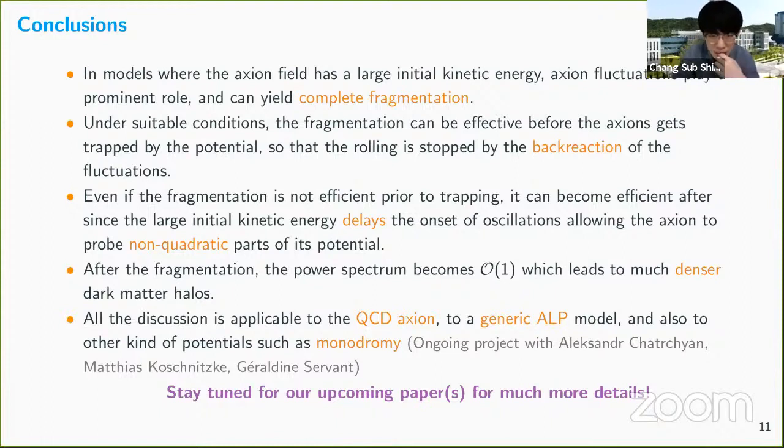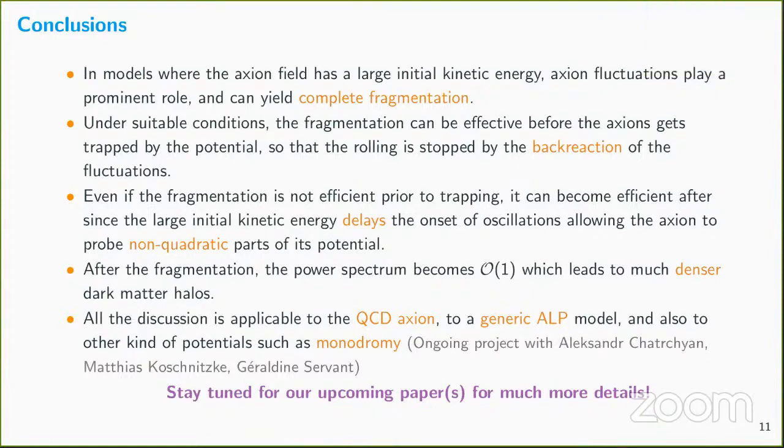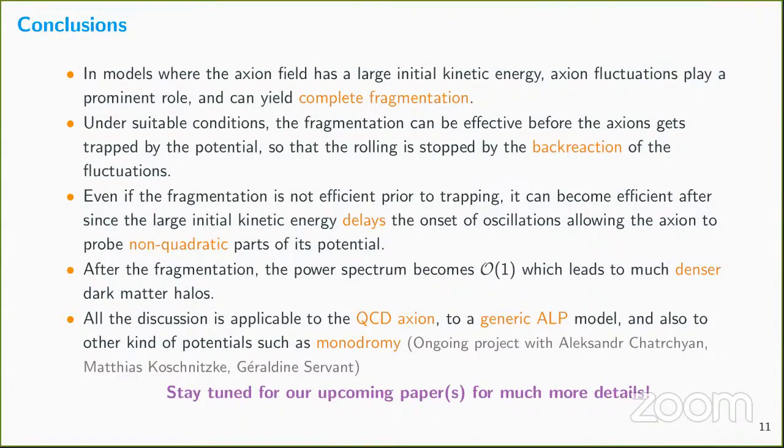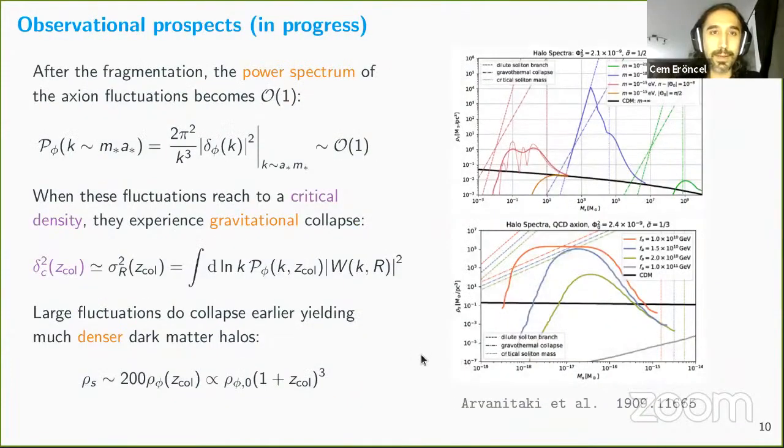I have a question. What is the size of these order 1 fluctuations compared to the horizon at that time? They are smaller than the horizon, because the momentum modes which are amplified are well sub-horizon.